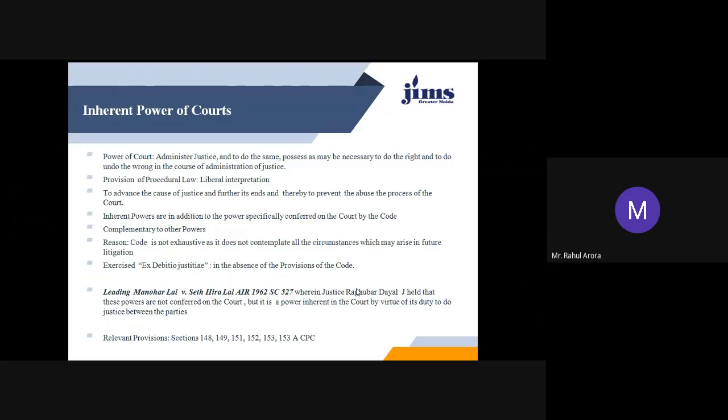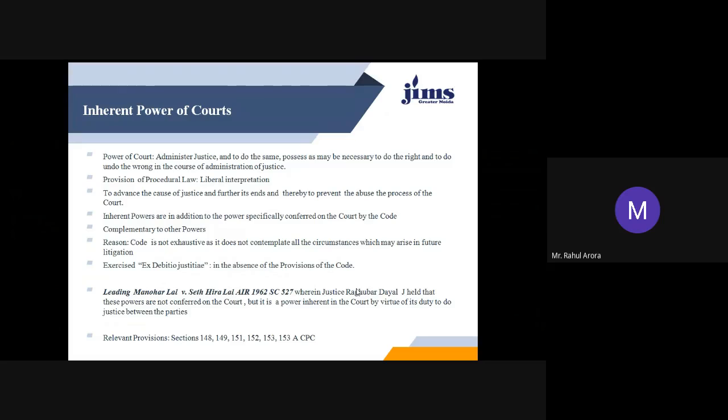Now, a very important question which may be answered at this point of time is: what are the relevant provisions pertaining to inherent powers of the court as given under the Code of Civil Procedure? The relevant provisions are Section 148 CPC, Section 149 CPC, Section 151 CPC, Section 152, 153 and 153A CPC, that is Code of Civil Procedure 1908.